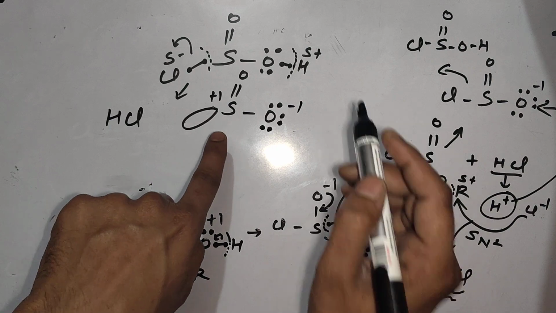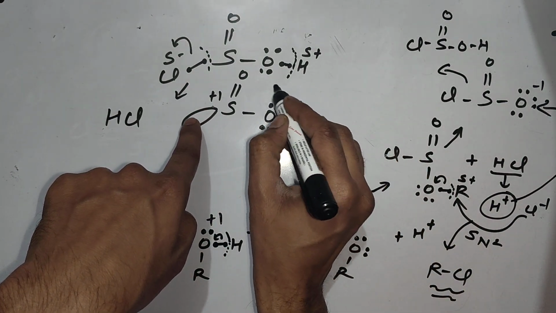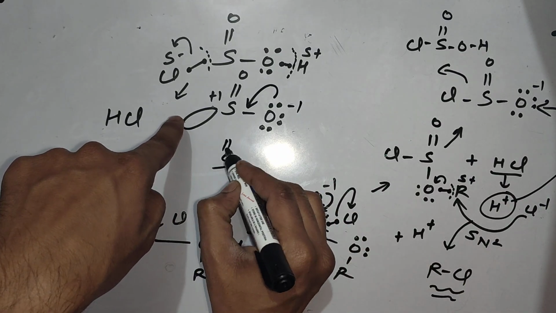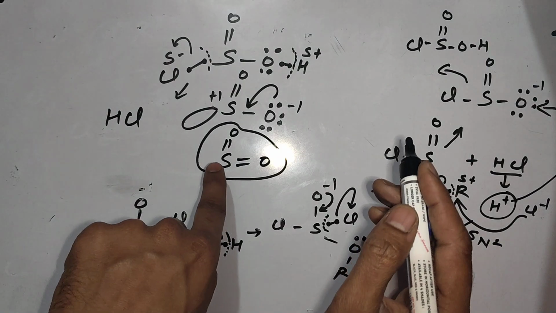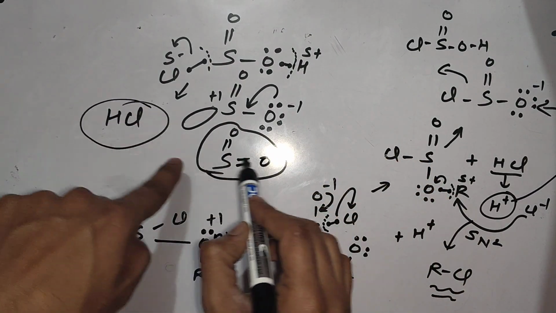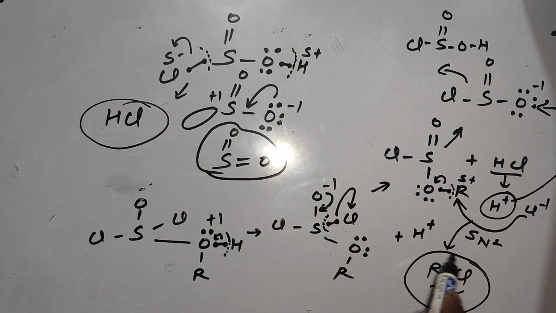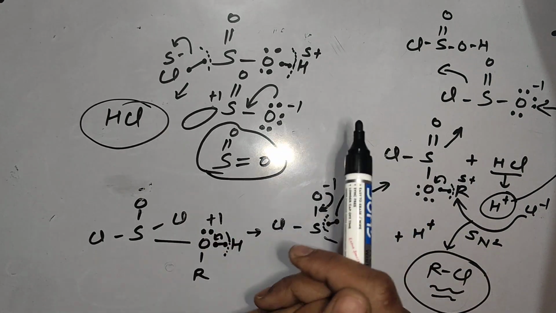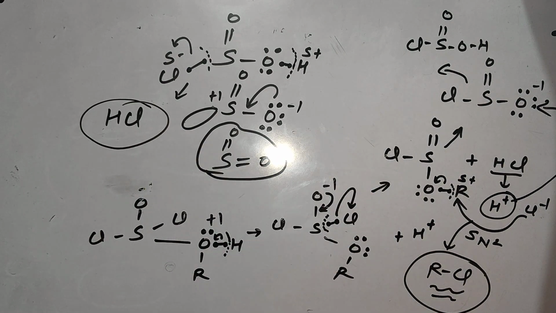Because one electron went with chlorine, sulfur has a +1 charge with a vacant orbital. Now how can they stabilize each other? This is a vacant orbital, this is a fully filled orbital. They can make a bond with each other. And finally, this will release sulfur dioxide gas, SO2. Here we have HCl, here we have sulfur dioxide gas, and here we have the main product that we want, RCl. So this is the mechanism when alcohol reacts with SOCl2 to create RCl, SO2 and HCl.